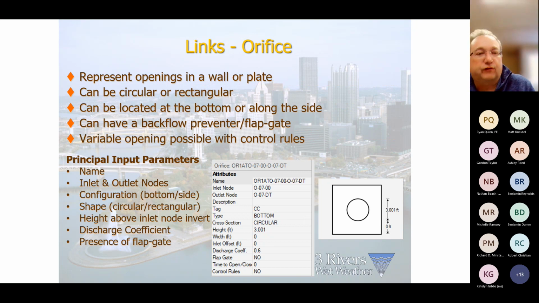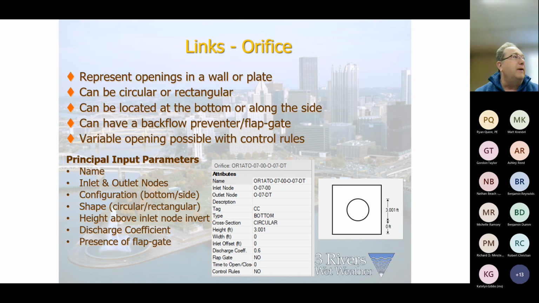Links, orifice, so that's representing an opening in a wall or a plate. These are typically at your regulators. They can be circular or rectangular. They can be located at the bottom, where it just drops through a hole like in your bathtub, or it could be a side orifice. They can have a backflow preventer or a flap gate, as I just mentioned a couple seconds ago.